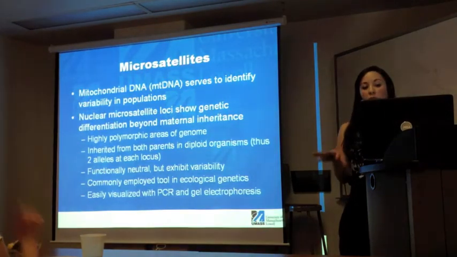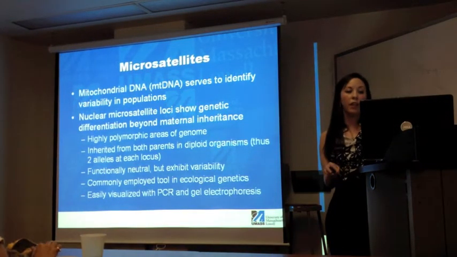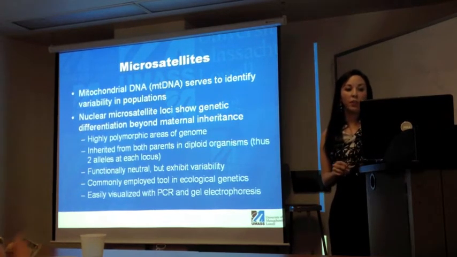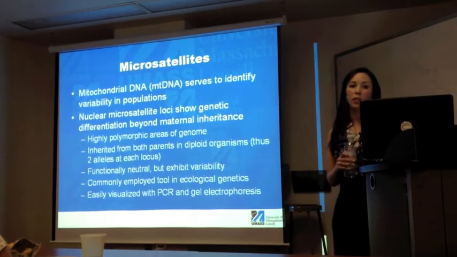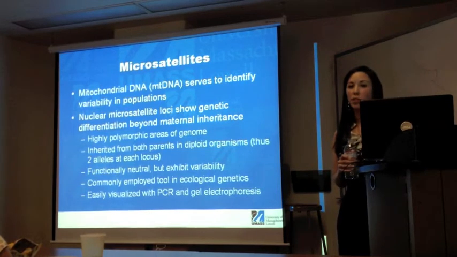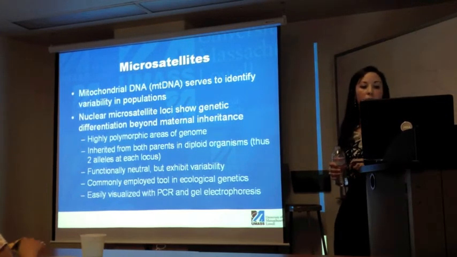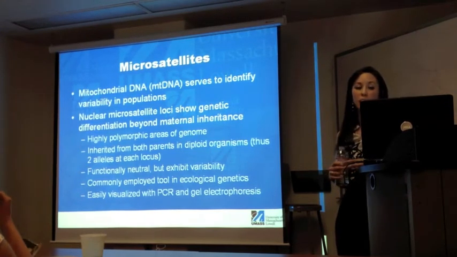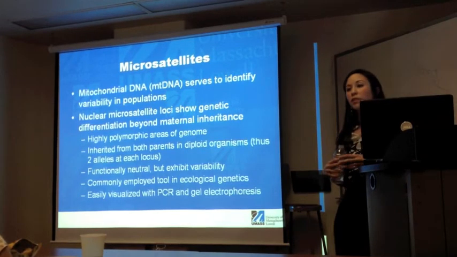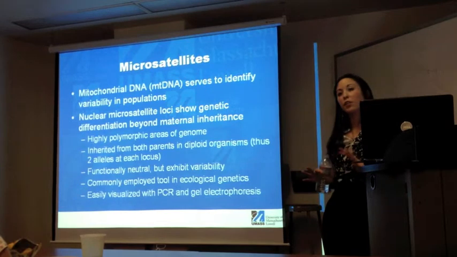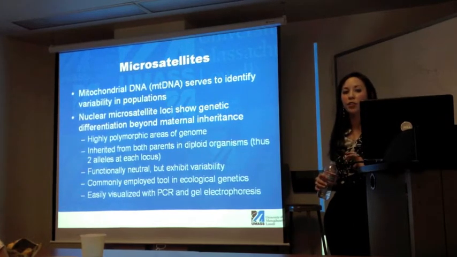So microsatellite loci are in the nuclear DNA. So they are small repeat lengths of the genome. They show genetic differentiation that's going to be beyond what's just maternally inherited. They're highly polymorphic because their mutation rate is a lot higher. Inherited from both parents instead of just the mom, so they're going to have 2 alleles at every locus. And they're functionally neutral, but because of that high mutation rate, they exhibit some variability.